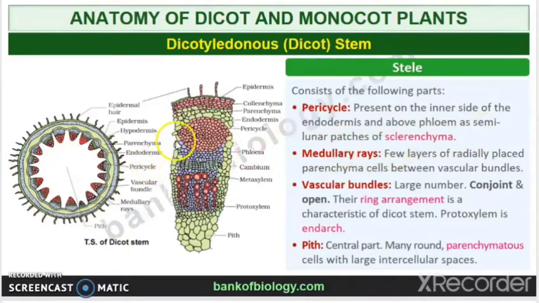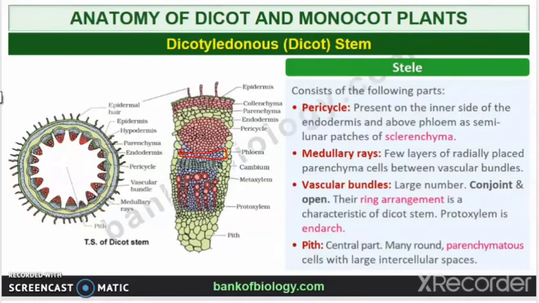Okay, so where are they present? They are present on the inner side of the endodermis and also above the phloem. You can see the phloem here, right? So these are blue colored structures. You know it as a vascular bundle, right? So the pericycle is present above the phloem as semilunar patches of sclerenchyma cells.